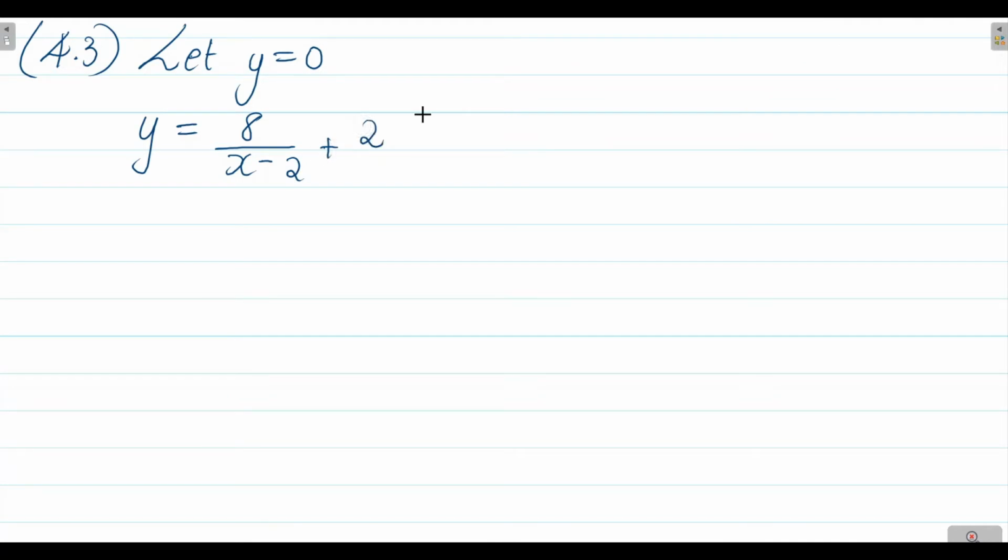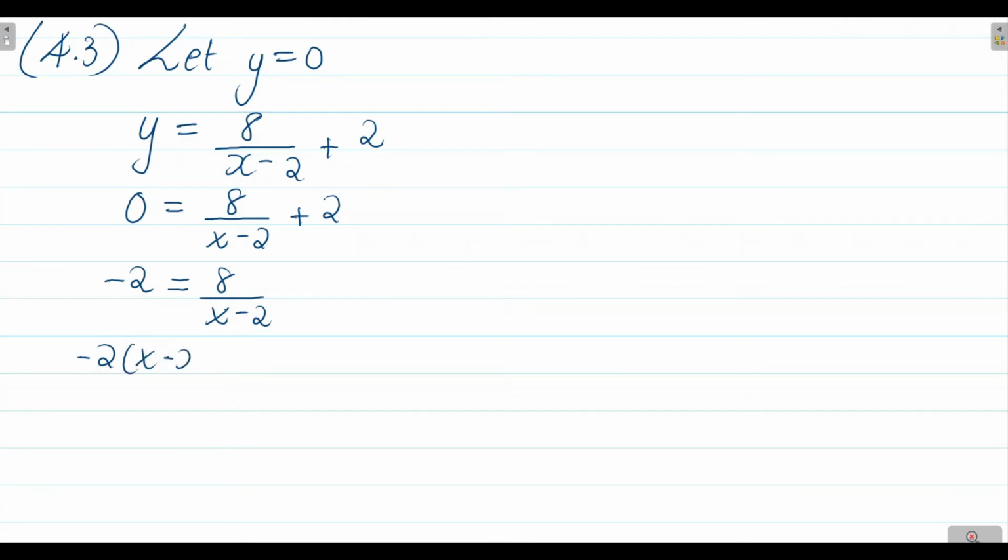That is our function. We need to let y equal 0 to get our x-intercept. So if y is equal to 0, what is our x? It's going to be -2, which is equal to 8 over x minus 2. Cross multiply: -2 multiplied by x minus 2 is equal to 8.